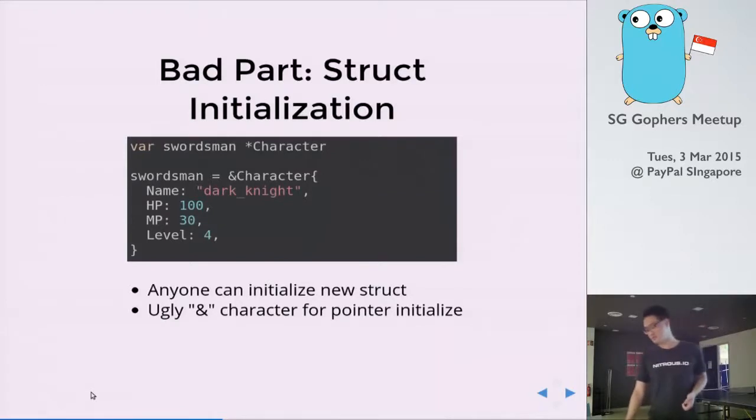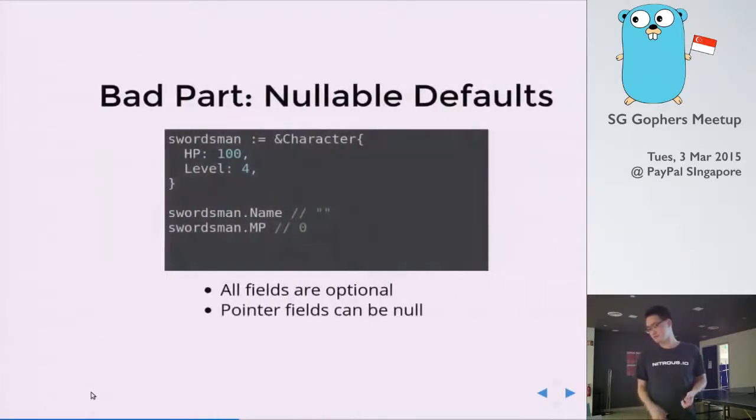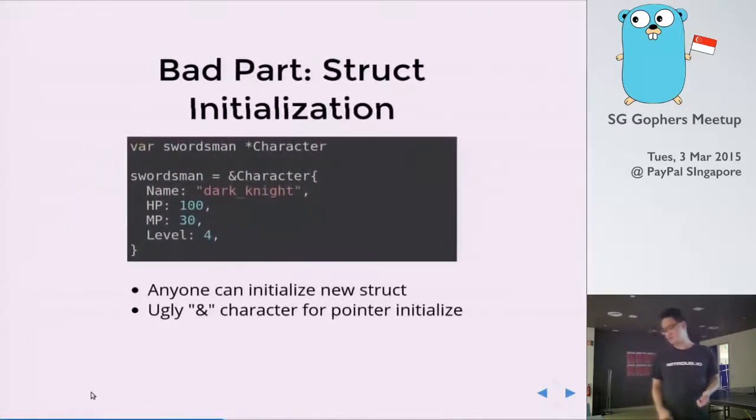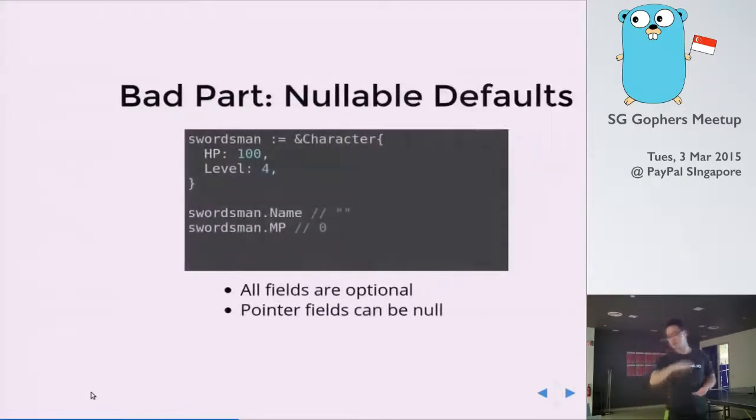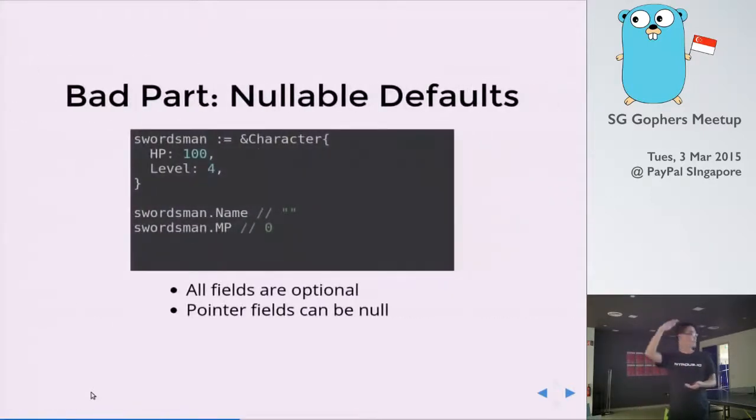What do you mean by anyone can initialize a struct? It means that from over here, you want to create a character. You can just use this syntax, the &Character, and then your fields. You can just fill it, which I will explain next. It means you can create the object with any value you like.